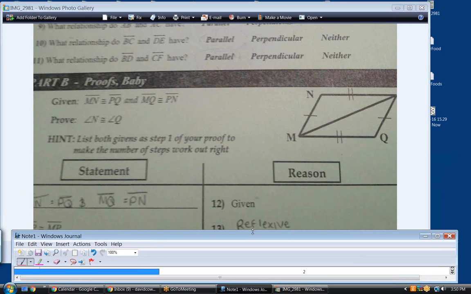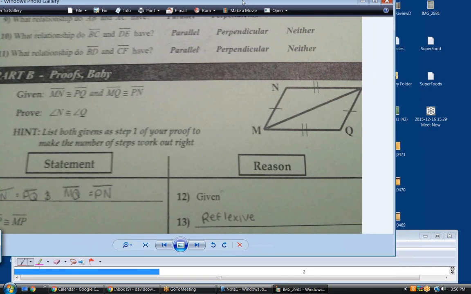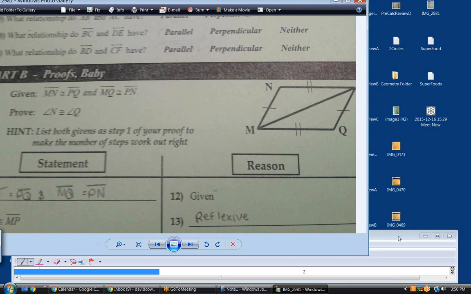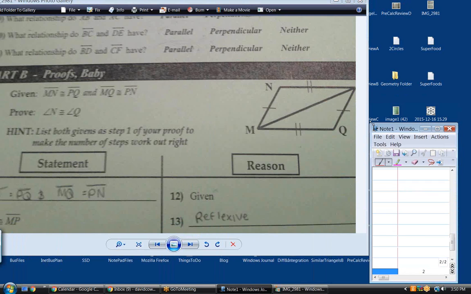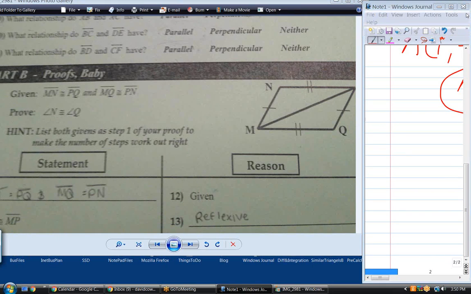Let's do this proof. Proof's baby. What's the baby for? That's just your teacher being funny. Yeah, I don't really know who makes the worksheet. Probably because everybody hates proofs, huh? Yeah. I'm guessing that everybody hates proofs.